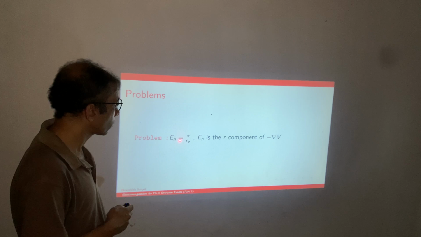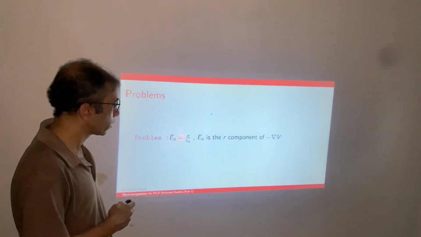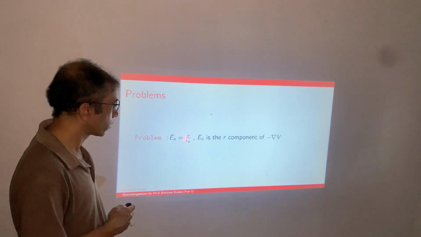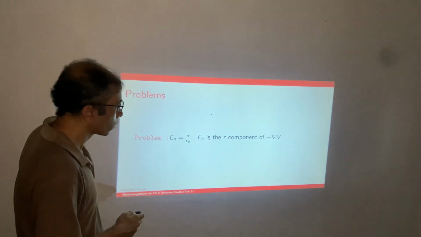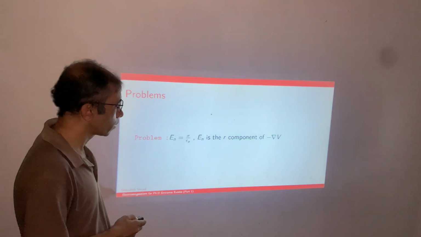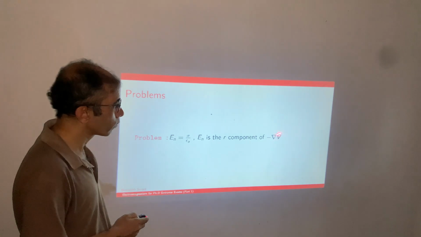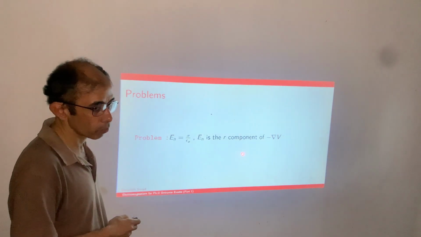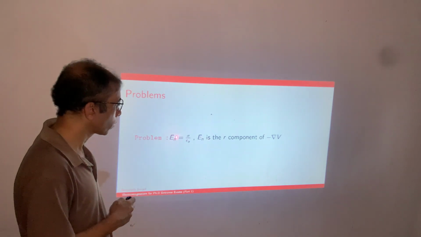So for a conductor, the normal component of the electric field at the surface is related to its surface charge density divided by epsilon. This we know. So we have to find out the electric field at the surface of the sphere. What we have to do? We have to do minus grad V. We will do it in spherical polar coordinates, and then we have to find the normal component.